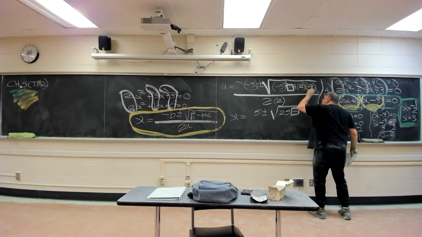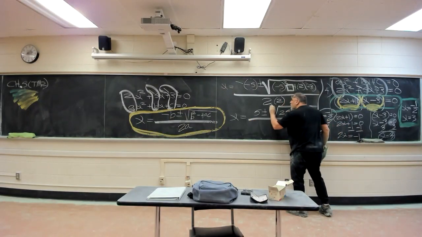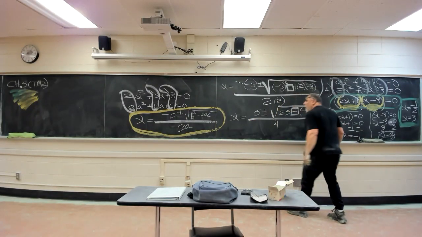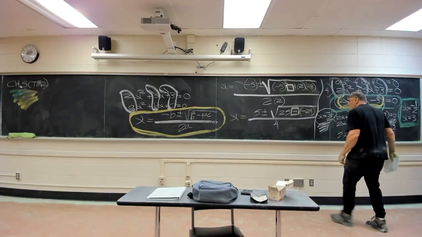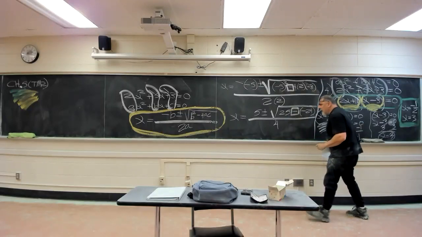What's 4 times 2 times negative 3? 4 times 2 is 8, times negative 3 is negative 24. 2 times 2 is 4. What is 25 minus a negative 24? Minus a minus is plus. 25 minus a negative 24 is 25 plus 24. 24 and 25 is 49.